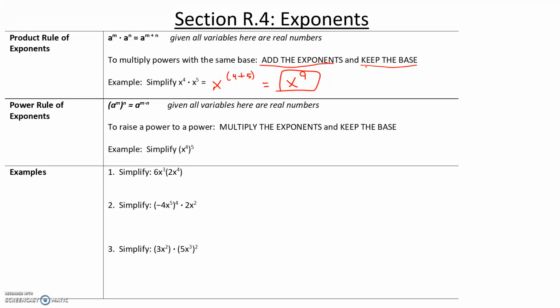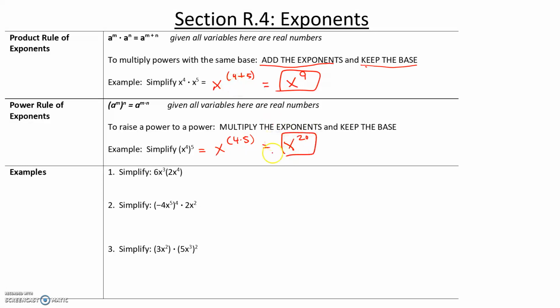Second rule is called the power rule of exponents. If you have a power to another power, you multiply the two powers together. So if you have a to the m raised to the nth power, notice we have a power raised to another power, then the two powers get multiplied. For example, if we have x to the fourth raised to the fifth power, because we have a power to a power, we multiply 4 times 5, and we get x to the 20th.